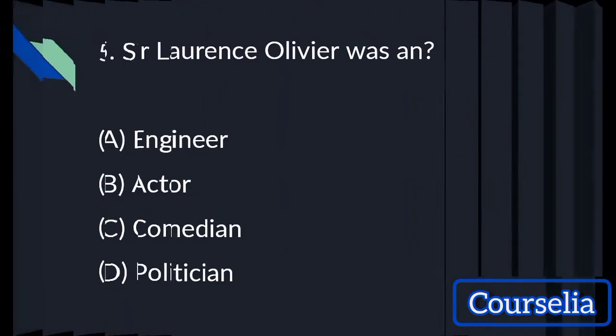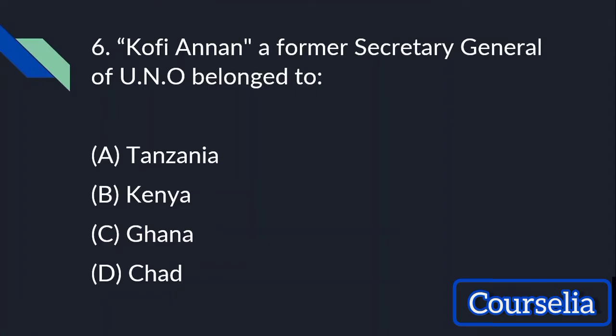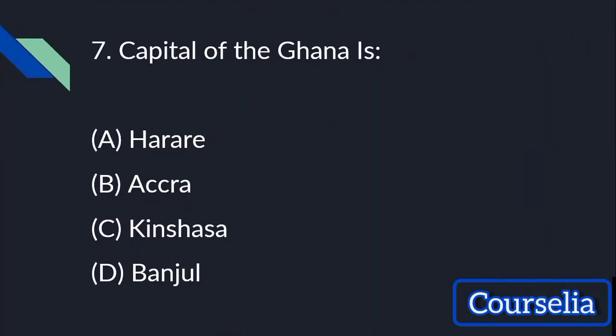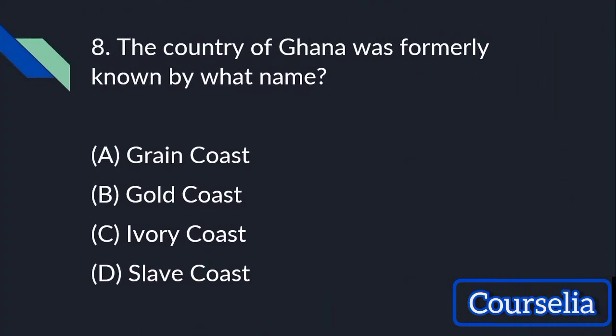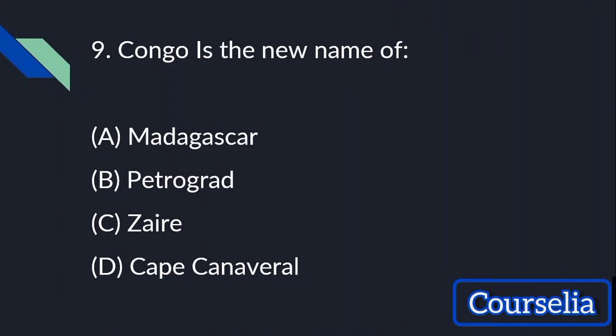France. Sir Laurence Olivier was an actor. Kofi Annan, a former Secretary General of UNO, belonged to Ghana. Capital of Ghana is Accra. The country of Ghana was formerly known by what name? Grain Coast, Gold Coast, Ivory Coast, Slave Coast. Answer is Gold Coast. Congo is the new name of Zaire.